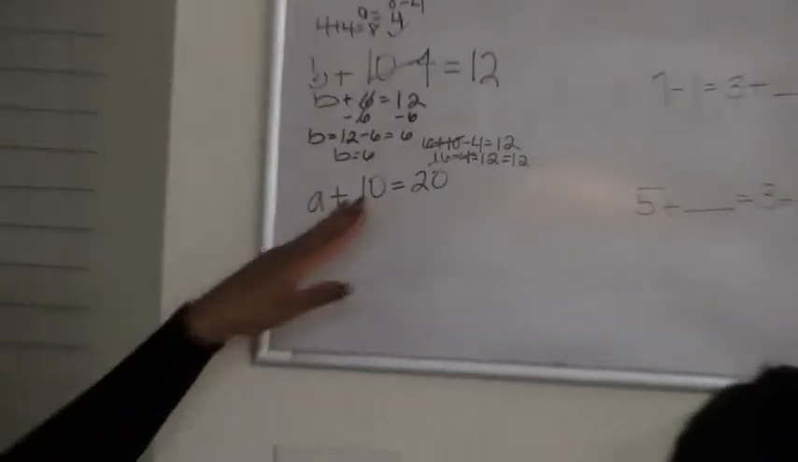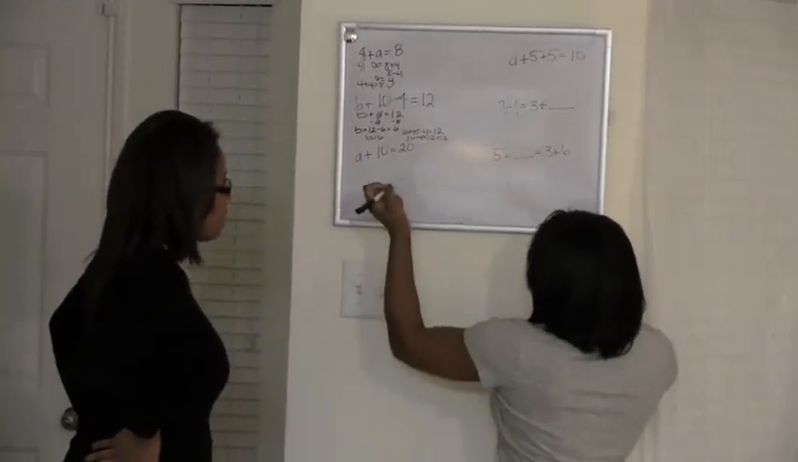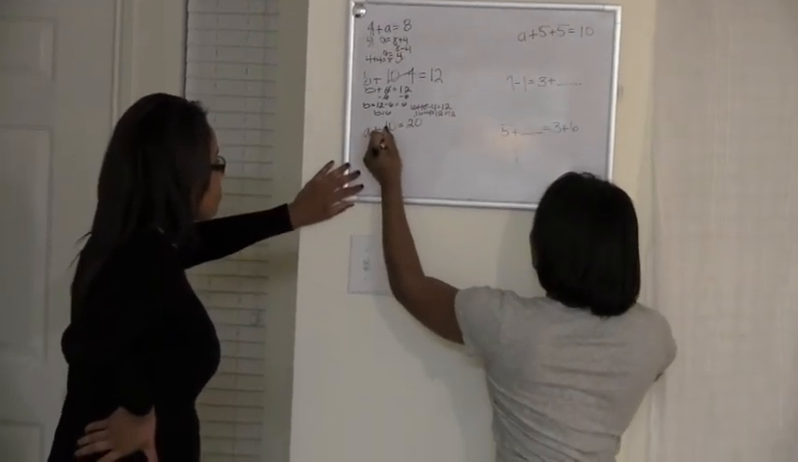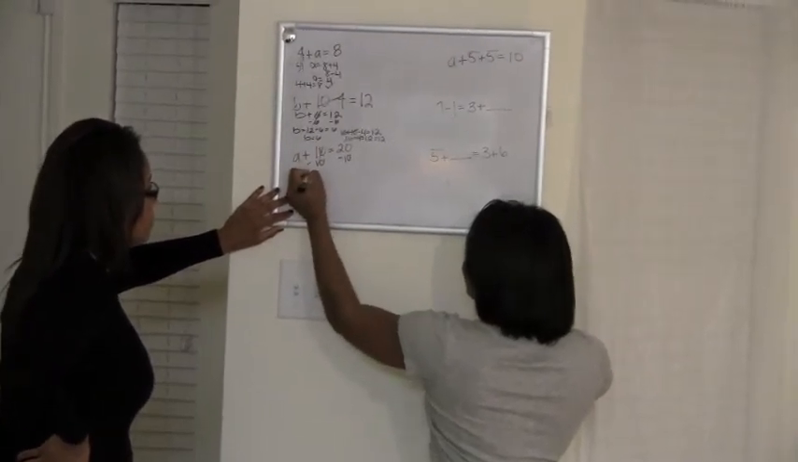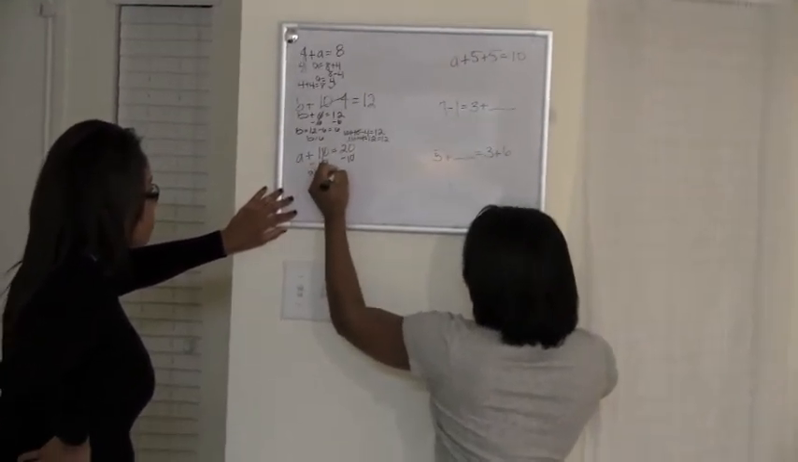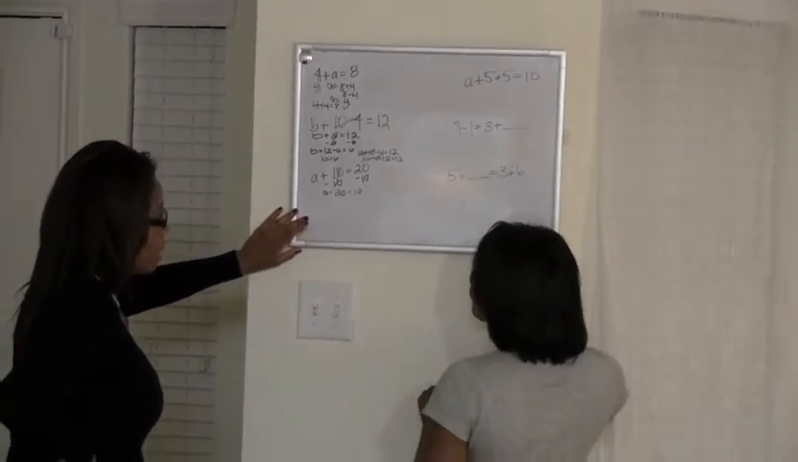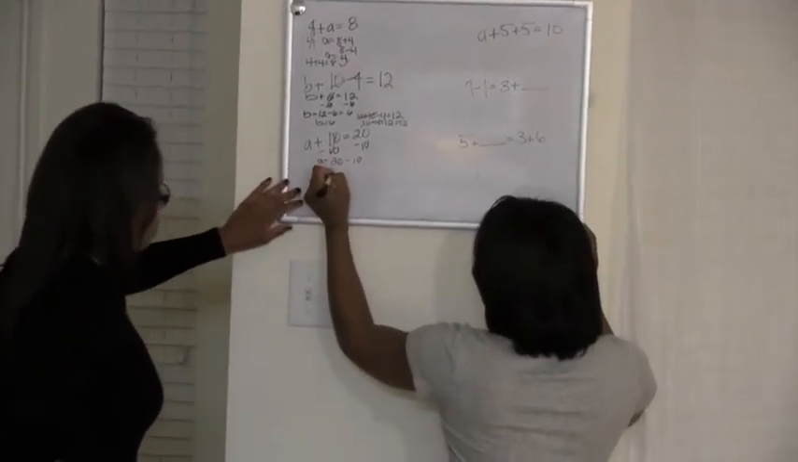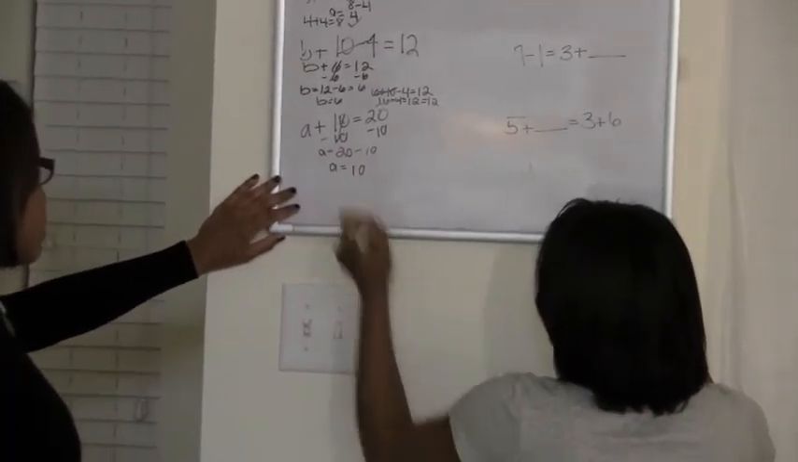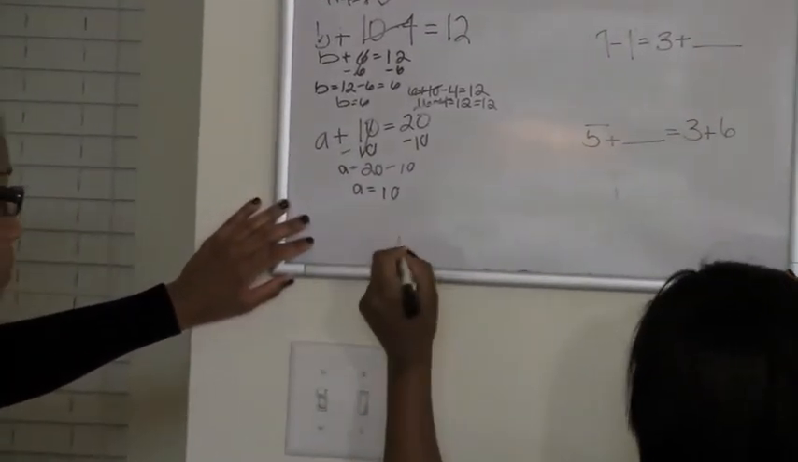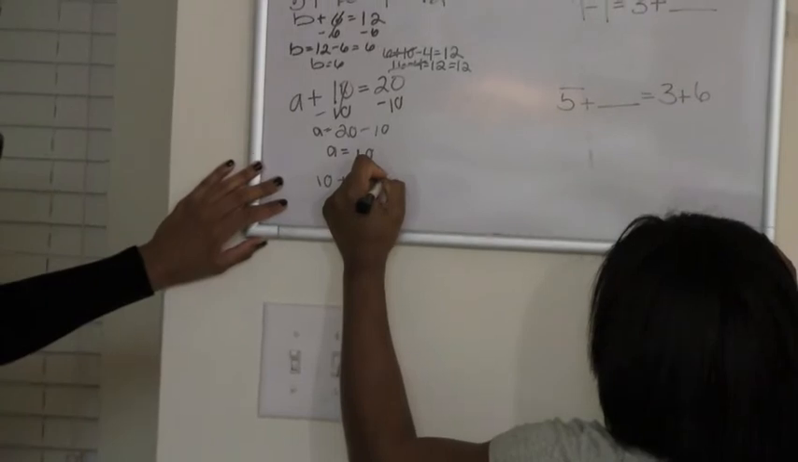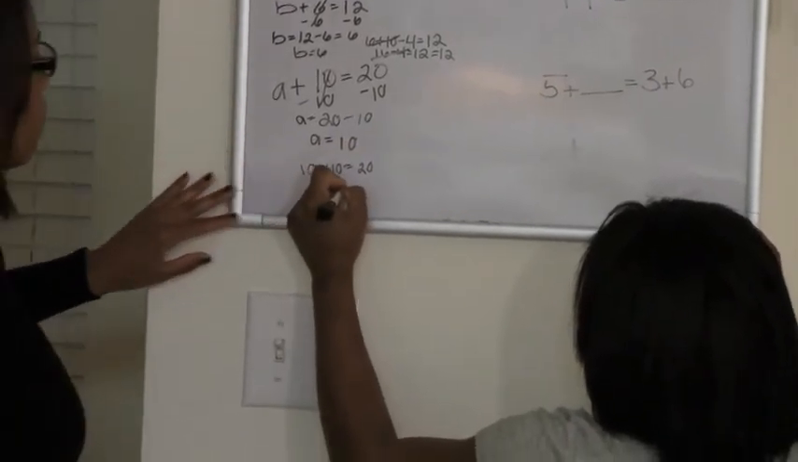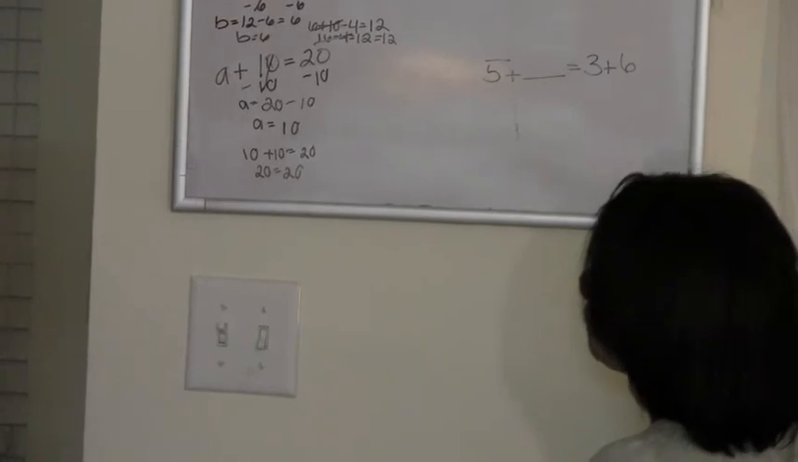On to the next one. We have 8 plus 10 equals 20. So what do you need to do with this 10 in order to leave 8 on the side by itself? Subtract 10. Yes. Equals. Okay. What do we always do after we finish the problem? Check your work. Awesome. All right, on to the next.